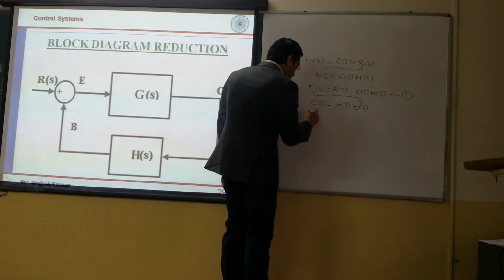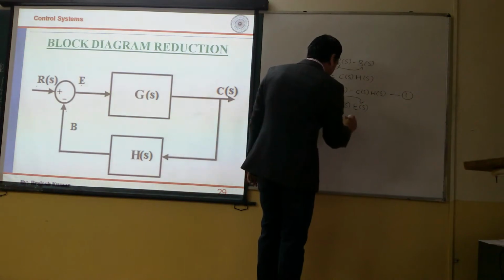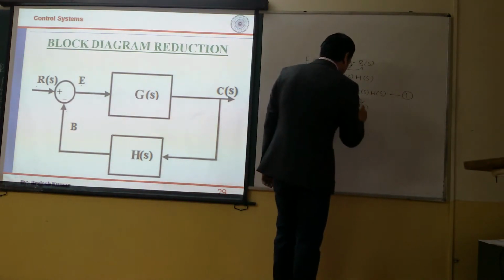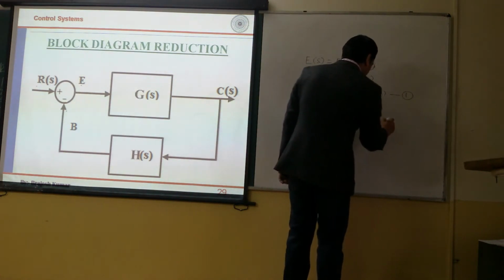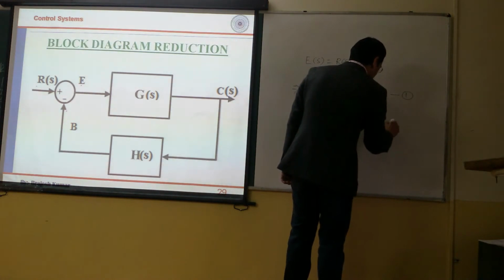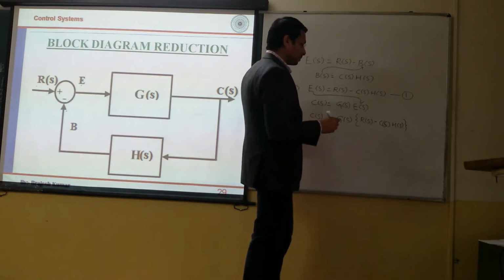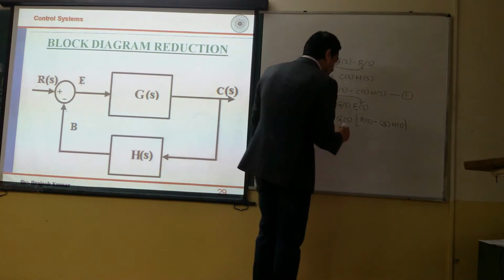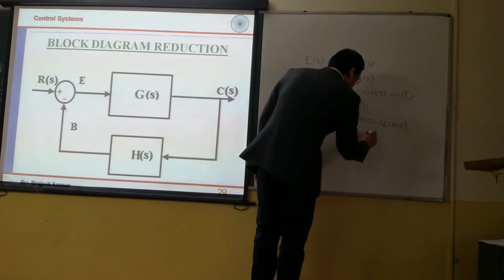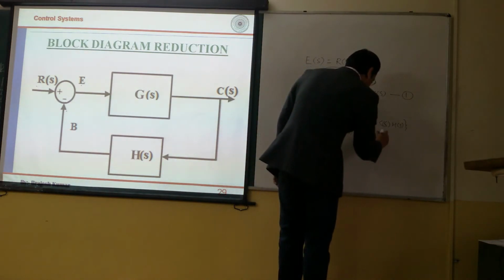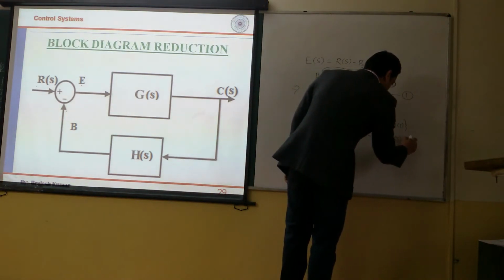Now put the value of E(s) from equation 1 into this equation. So what you will get? You will get C(s) equal to G(s) multiplied by R(s) minus C(s)H(s). Correct? Equivalently, you can say G(s) multiplied by R(s) will be equal to C(s) plus C(s)G(s)H(s).